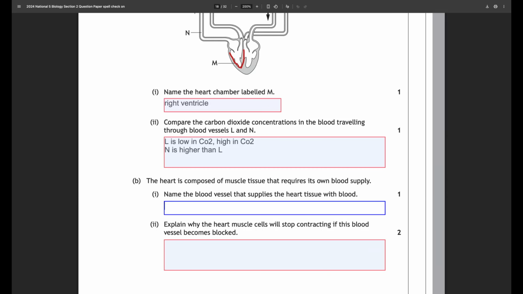B, the heart is composed of muscle tissue that requires its own blood supply. Name the blood vessel that supplies the heart tissue with blood. Now, this is, again, a straightforward knowledge memorization question.